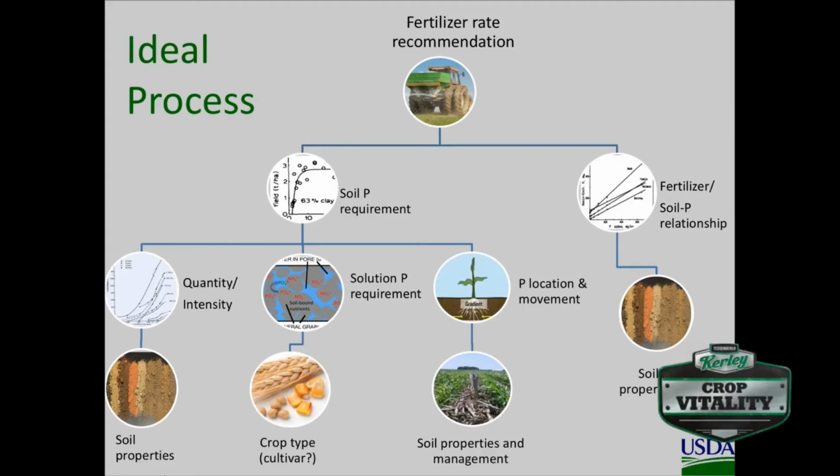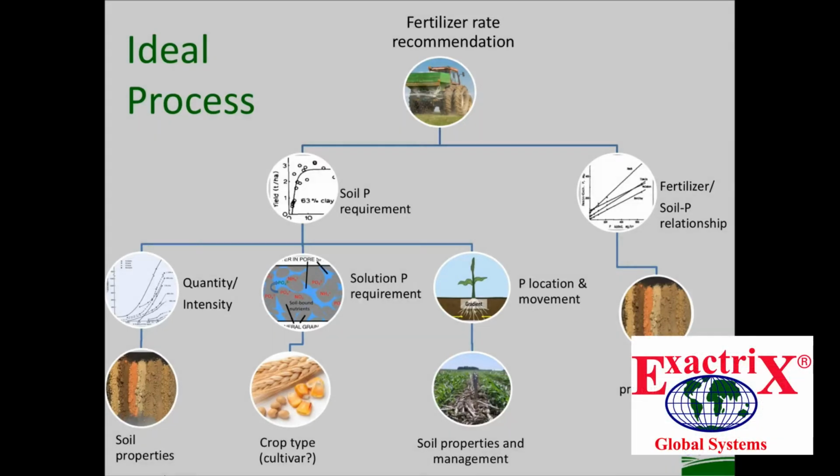Because phosphorus isn't moving to the roots. It's not like nitrogen, where the plant just starts sucking up water and all that nitrogen goes with it. Phosphorus doesn't work that way. And those are going to be a function of soil properties and management. And your external phosphorus requirement for solution is going to be a function of crop type, because corn needs a different concentration solution than beans versus wheat or whatever.